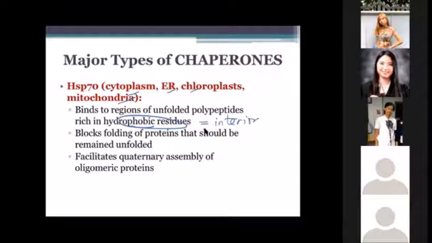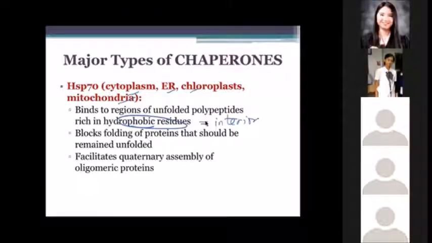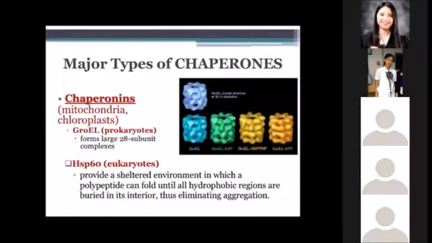Usually ang inaatake nila yung mga polypeptides na maraming hydrophobic residues. Kasi pag maraming hydrophobic, mataas ang chance na sumulpot sa labas. Masama yun. Kailangan itago as much as possible. So it blocks folding of proteins that should remain unfolded and facilitates quaternary assembly of oligomeric proteins.